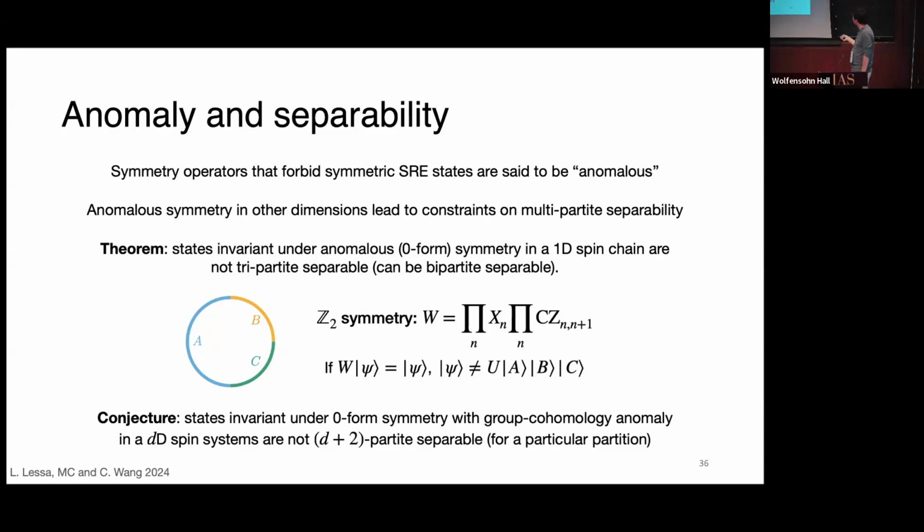Then there are generalizations of this statement to higher dimensions, which are not as strong as the one that we can prove in 1D, for some technical reasons. But the conjecture is that states invariant under a zero-form symmetry with a group cohomology anomaly, in D spatial dimensions for example, are not D+2 partite separable for a particular partition. I'm not going to explain this, it will take me too long. So there's a sequence of constraints on multipartite separability of states.